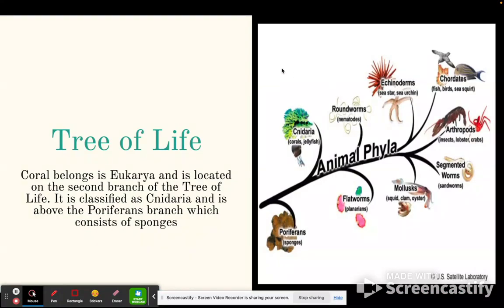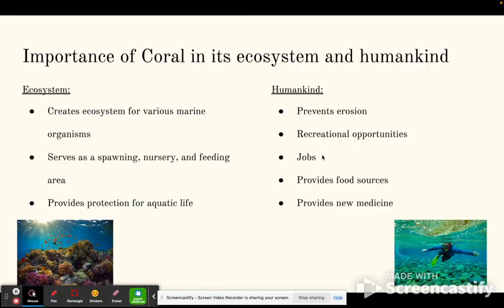And then the tree of life. Coral belongs in the eukaryote domain. It is the second branch of the tree of life. It is classified as Cnidaria, which is above the poriferans, which are usually sponges, and Cnidaria is coral and jellyfish.